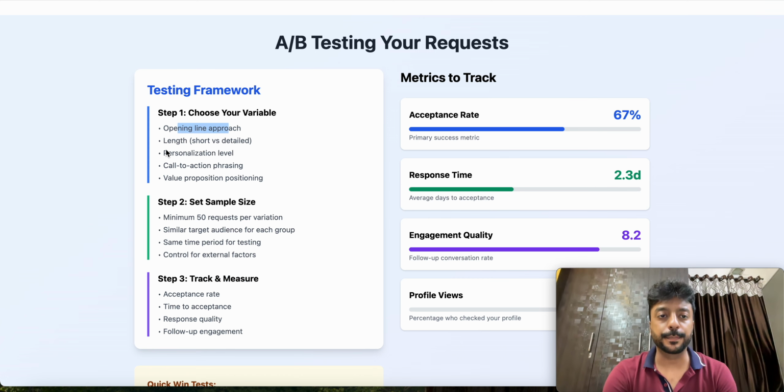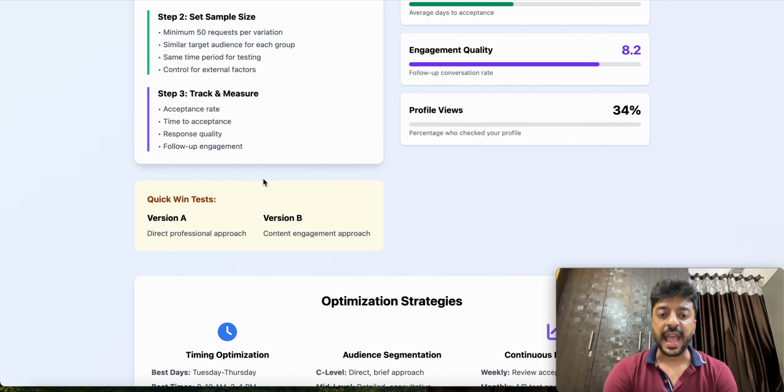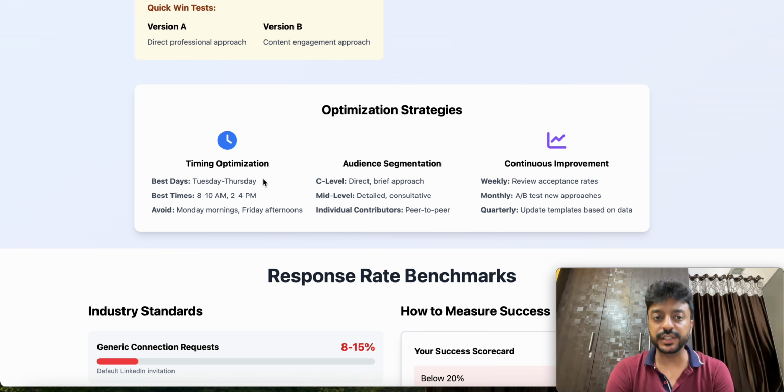Different opening line approach. Maybe you can test it on the basis of long length or short length or detail length. Then at the personalization level, call to action level, or value proposition positioning, make one change, not every other change, in your A/B testing, right? And then you have to optimize your strategies.